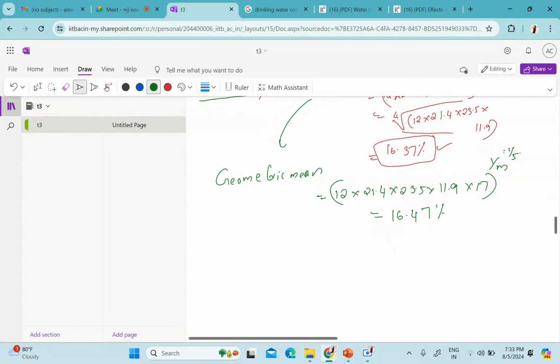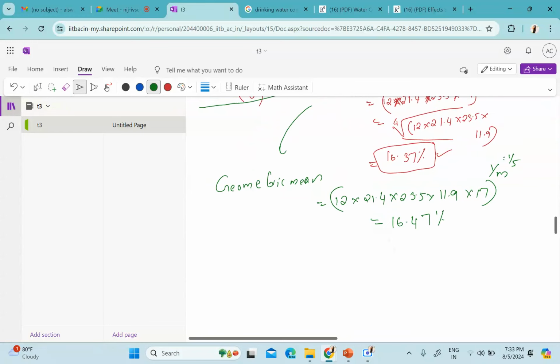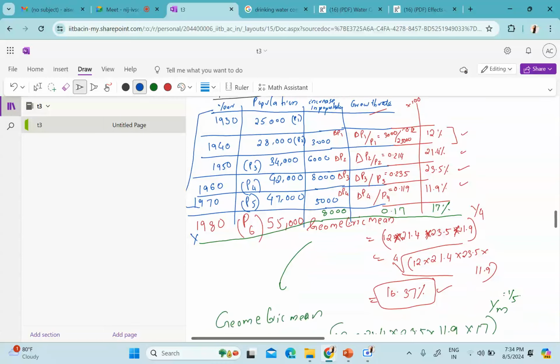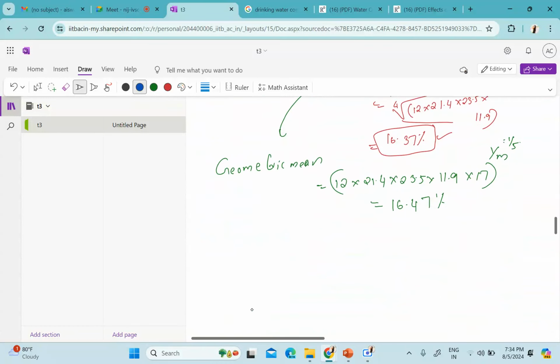Now we have to calculate the population. Don't consider this last column for now. Don't consider this one, 1980. Consider you have only data from 1930 to 1970. What you have to do is calculate the population at 2020.